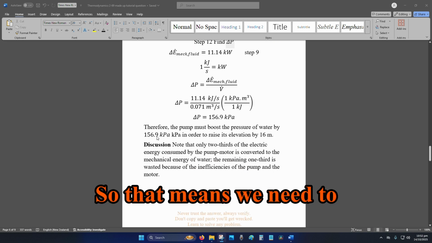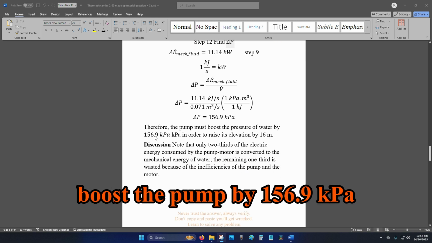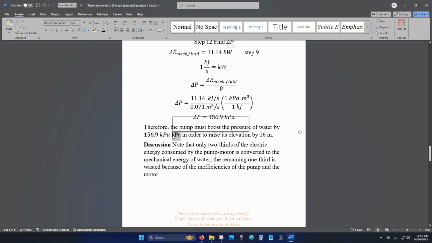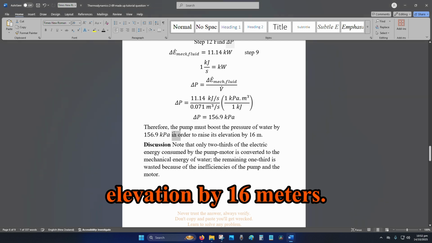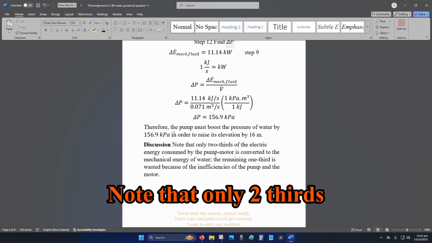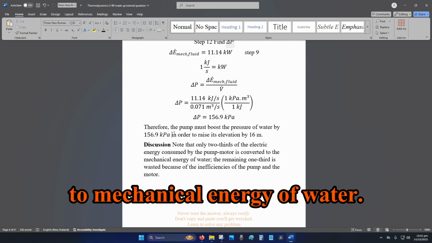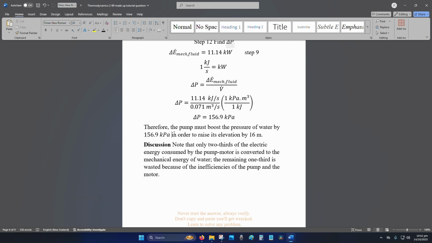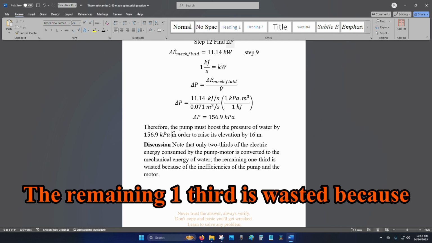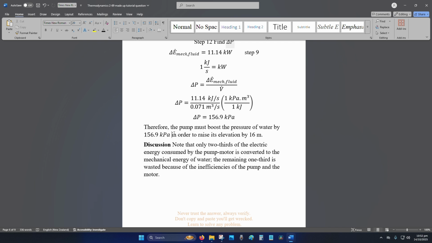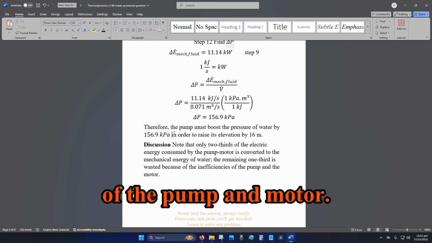That means we need to boost the pump by 156.9 kPa in order to raise the elevation by 16 meters. Note that only 2/3 of the electric energy consumed by the pump is converted to mechanical energy of water. The remaining 1/3 is wasted because of the inefficiencies of the pump and motor.